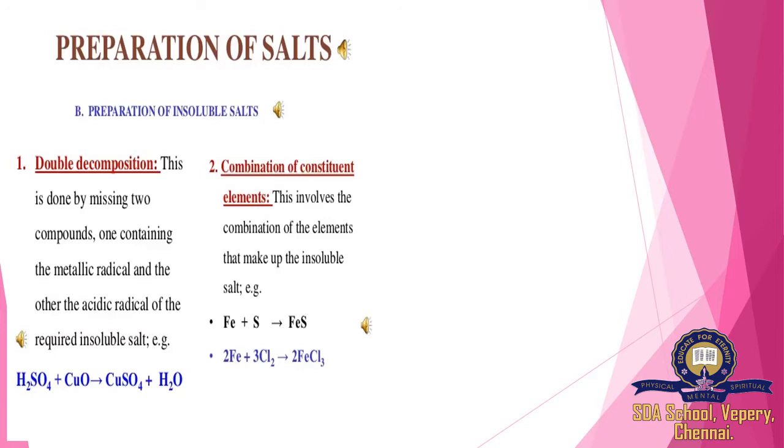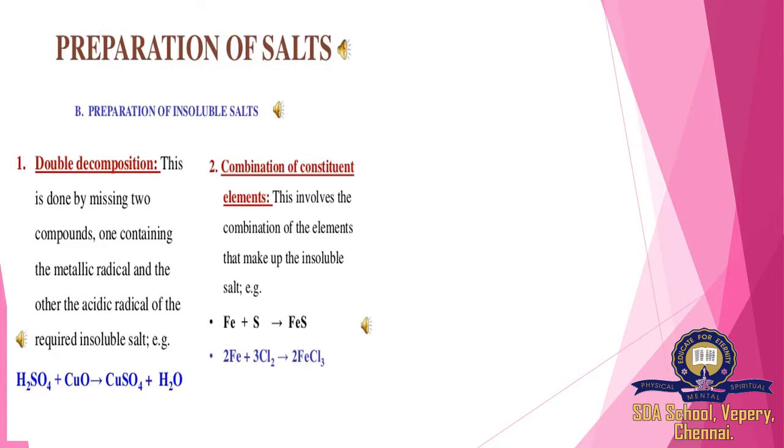So what they are saying is, one contains the metallic radical. Here, copper oxide contains a metal, copper, so it's the metallic radical, and the sulfuric acid it is reacting with has the acid radical. So here the displacement is taking place. The copper becomes copper sulfate and the remaining two hydrogen atoms present in the sulfuric acid come out as water.